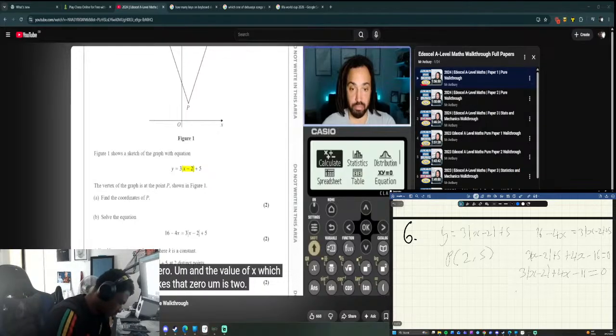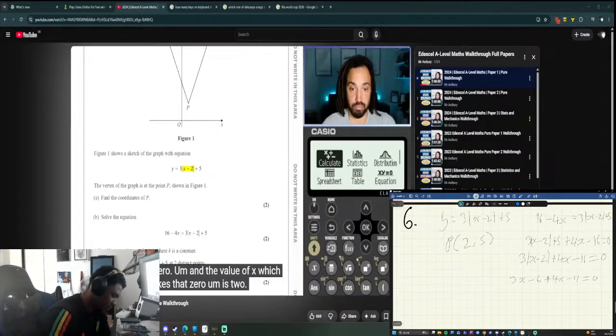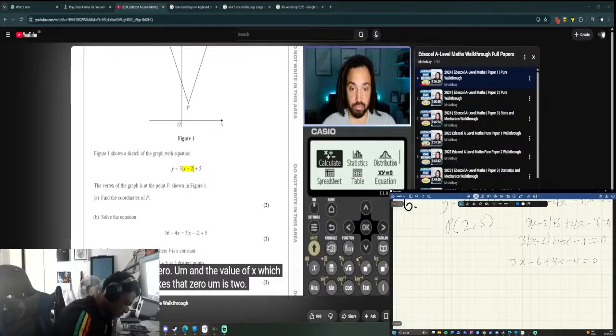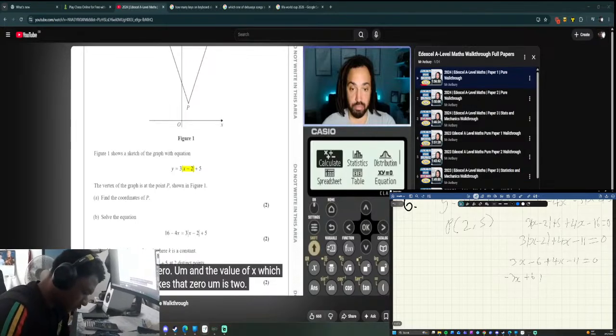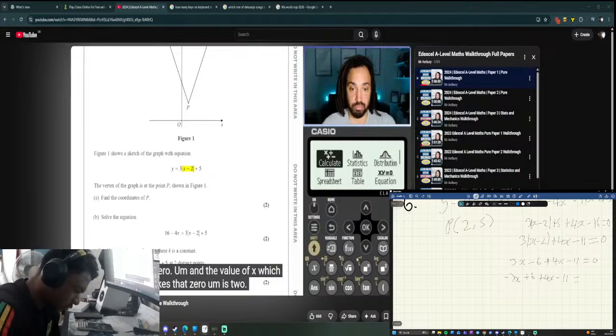Make this just 3 and then 3x minus 6 plus 4x minus 11 equals 0, and it's minus 3x plus 6 plus 4x minus 11 equals 0.